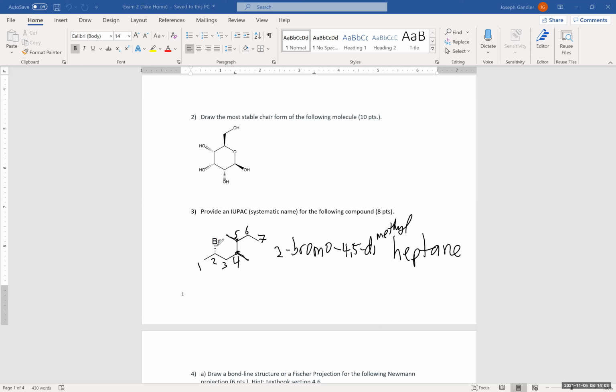And that's not complete. You have a chiral center here. And if you assign configuration, you'd find out that's S. So the full name for this is S-2-bromo-4,5-dimethylheptane. Okay, I hope that makes sense. I'm going to erase this now, and we will go on to the next question.